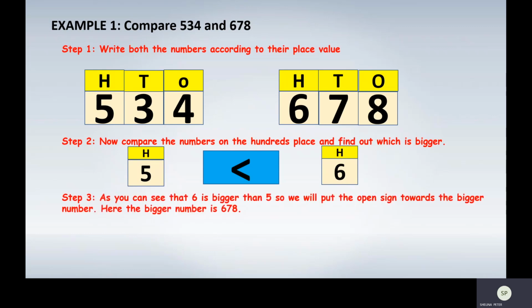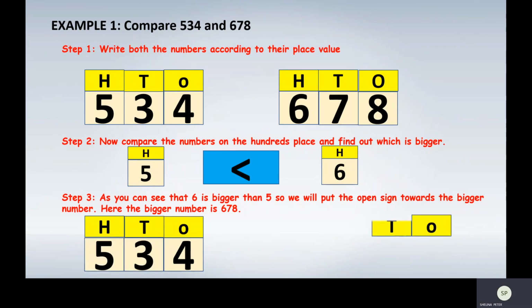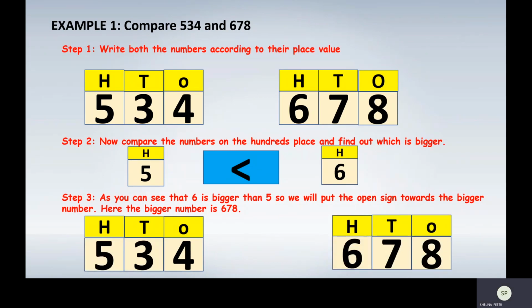Now the step 3 is, as you can see that 6 is bigger than 5, so we will put the open sign towards the bigger number, that is 6. So that's why we can say that 678 is bigger than 534, and we'll put the open sign towards the number 678. I hope you understood this example.